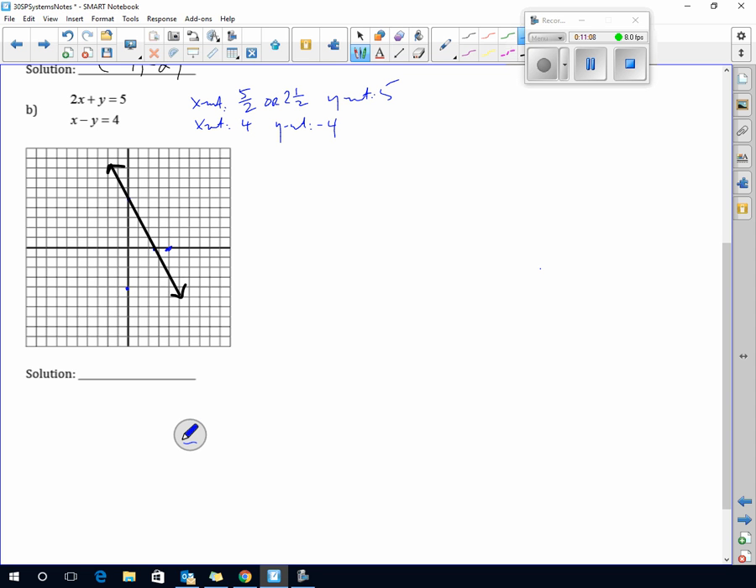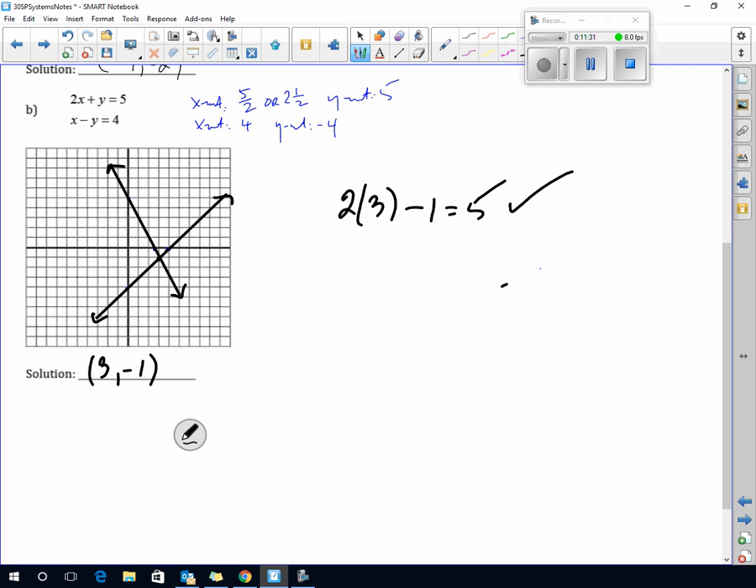And it looks like my solution is right here, which is 3, -1. And I would check it. 2 times 3 minus 1 equals 5. That works. And 3 minus -1 equals 4, and that works. Did everybody see? I highly recommend checking.